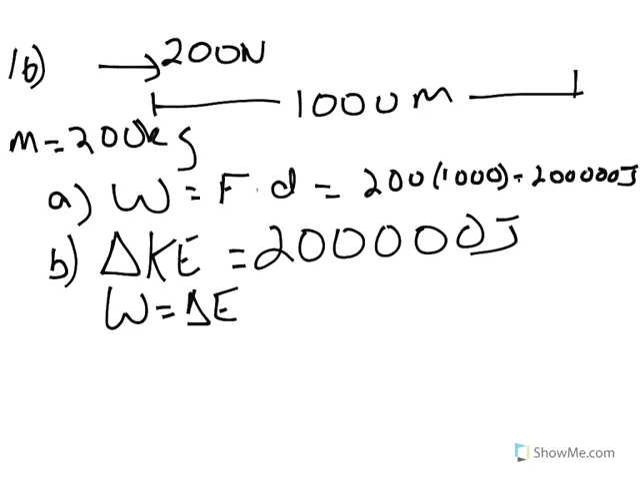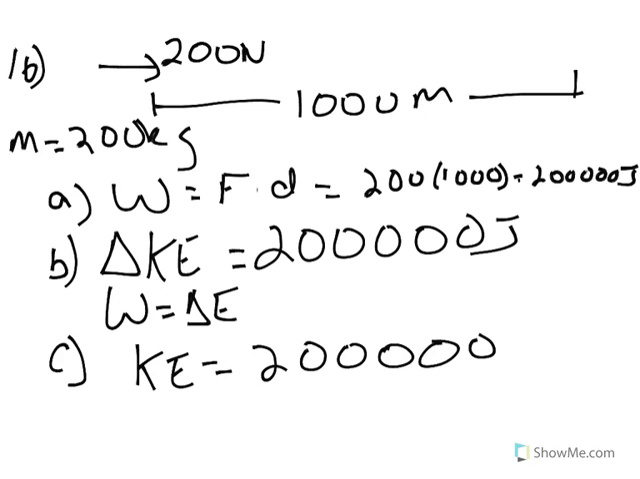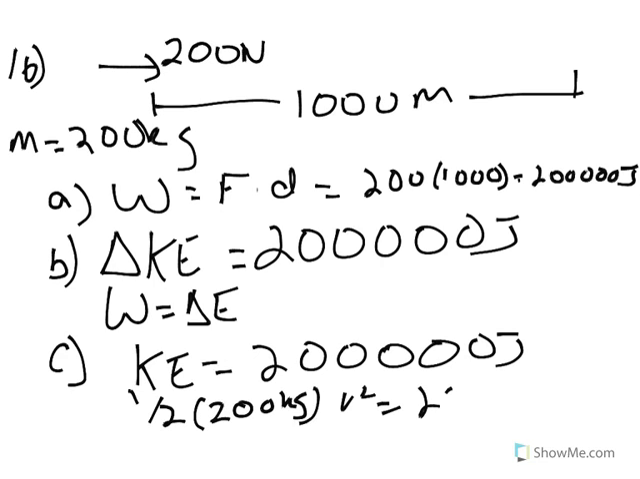And the last one is, how fast is the boat going at the end of the 1,000 meters? So on that one, you're just doing kinetic energy equals 200,000 joules. And so you do 1/2 times the mass of the boat, which is 200 kilograms, times velocity squared equals 200,000. And then you solve for v, and you get v is equal to 44.7 meters per second.